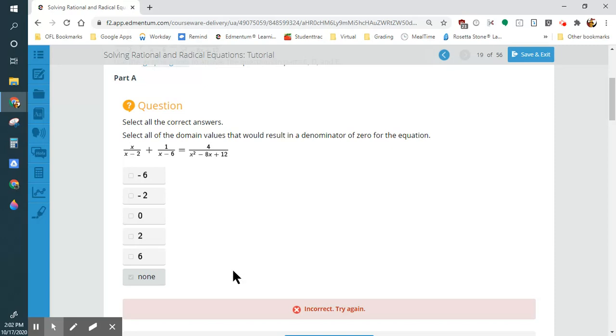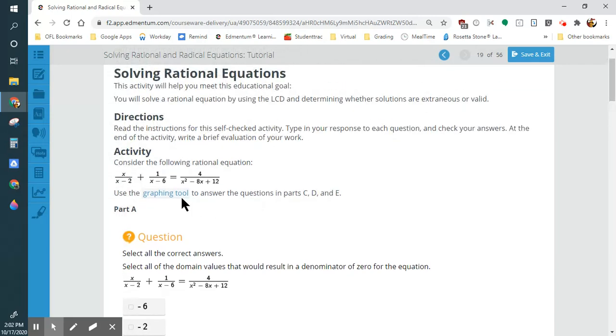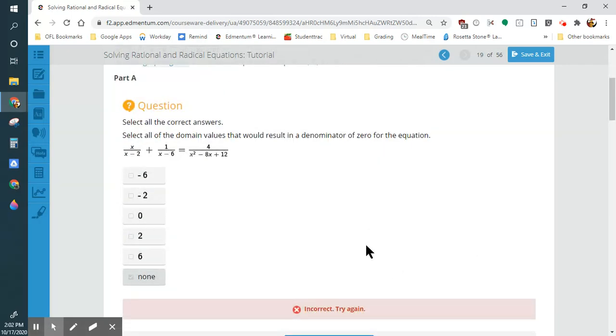Wow. I just realized what I did. I did a plus 4. So use the graphing tool to answer the question. Okay. Well, I just realized what I did. I thought things were going to cancel out, and they totally didn't. So if I do this, it's negative 8, and this 12.